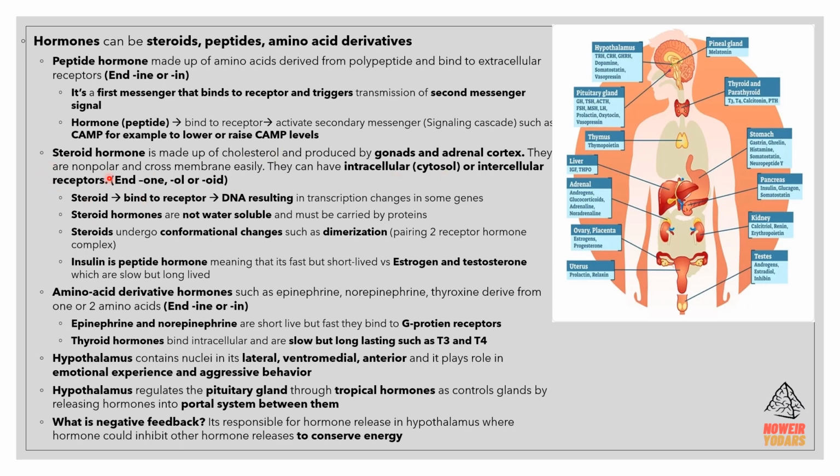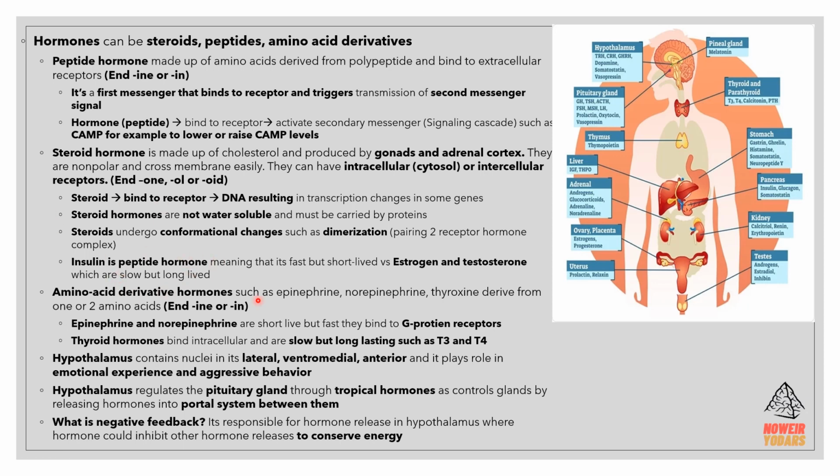Usually, this is how most hormones are. Do you remember the key in the car example? Yeah, they bind to receptors and then they activate other messengers or other processes. So steroid hormones are not water soluble and they need to be carried by proteins. They just can't go wandering around. They need to be carried by proteins. Steroids undergo conformational changes such as dimerization, pairing two receptor hormone complexes. So they change their conformation in order to either bind or go through a membrane, etc.